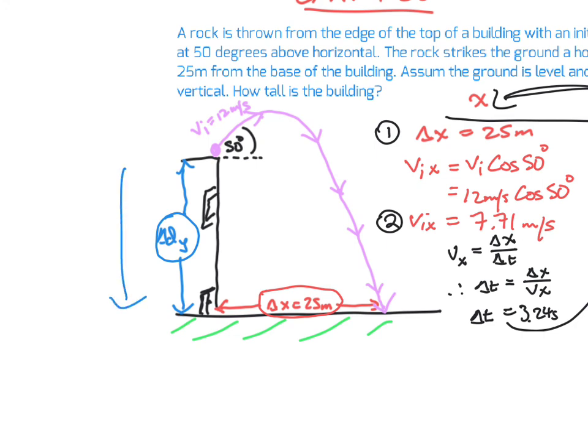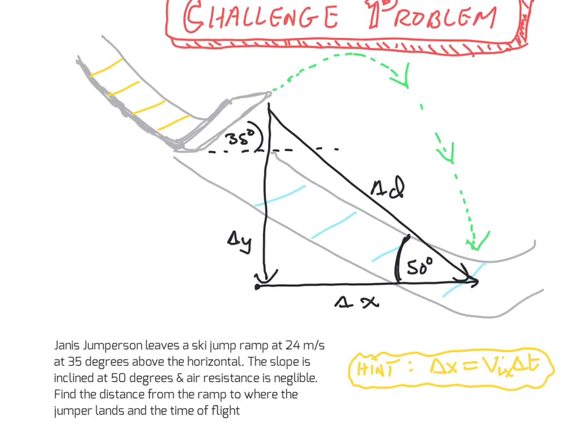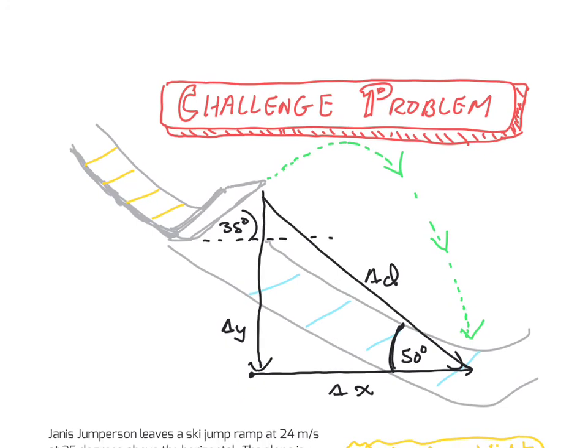Okay, so I'm just going to finish with one challenge problem. Trickier challenge problem is here. I'm just going to set the problem and then leave it with you to finish. Again, it's a ski jump problem. The problem is a little bit harder because if you follow the green trajectory, the ski jumper lands below where they began, and there's also a slope to contend with.